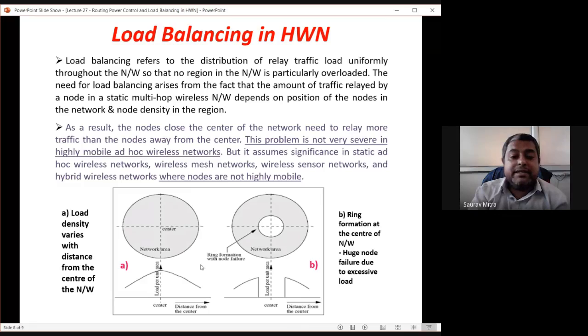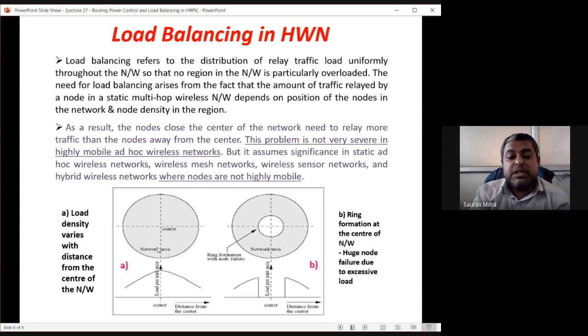What is the y-axis? Y-axis is load per unit area. There is no load at the center because these batteries have got exhausted. These nodes are dead nodes. They have created a ring, a hollow or void at the center. Again, going from this point towards the right, the amount of data communication is reduced. So the left side diagram shows load density varies with distance from the center. Away from the center it is low, at the center it is high, and again it is low.